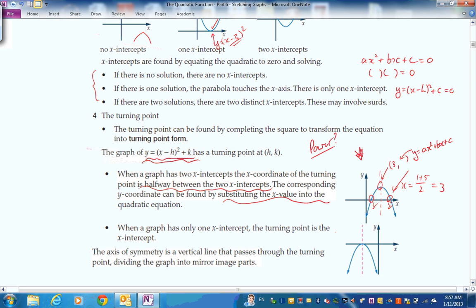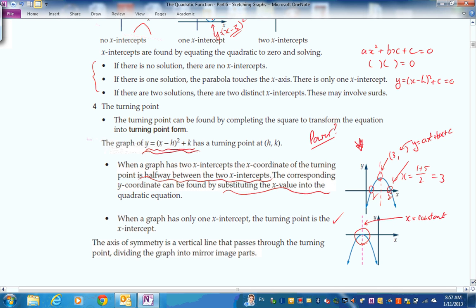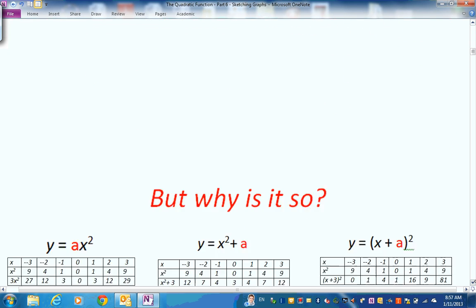Okay, when a graph has only one X-intercept, the turning point is the X-intercept. It sits right on there, like we've discussed before. Okay, so the axis of symmetry they quite often ask you for, and that's always X equals some constant going through there. That is the line of symmetry of the parabola. Okay, let's go on and have a look.